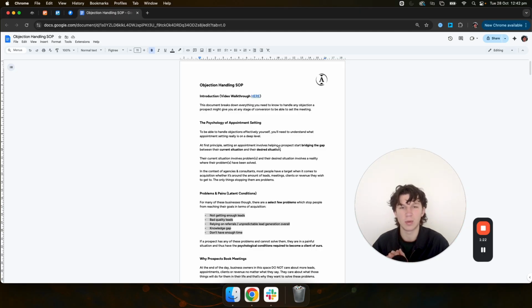Their current situation involves a problem, and their desired situation is a reality in which that problem is now gone. In the context of agencies and consultants, which is our niche, most people have a target when it comes to acquisition, whether it's around the amount of leads, appointments, or revenue they want to be getting. The only thing stopping them is problems.